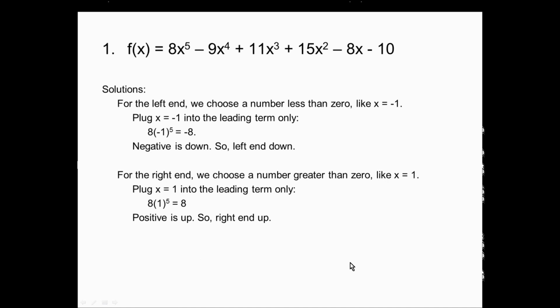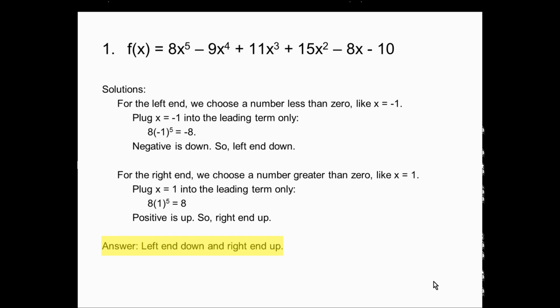Pick x equal negative 1 and x equal 1. Negative 1 is for the left. Positive 1 is for the right. And just substitute those values into the leading term. If you get a negative result, that's down. If you get a positive result, that's up. So our final answer: left end down and right end up.